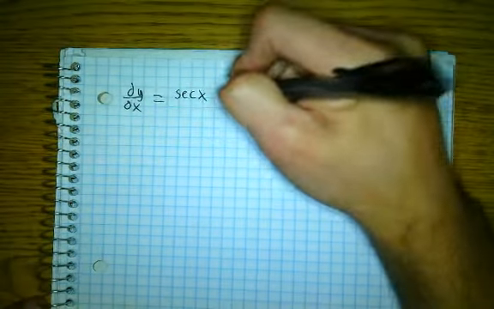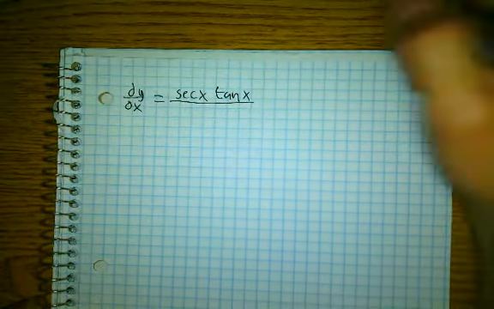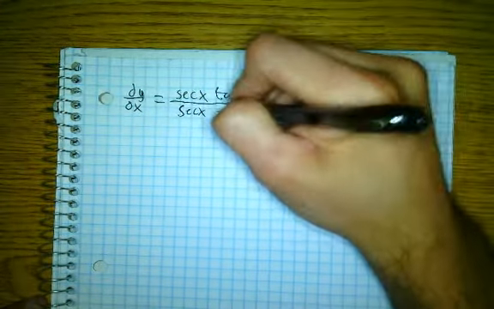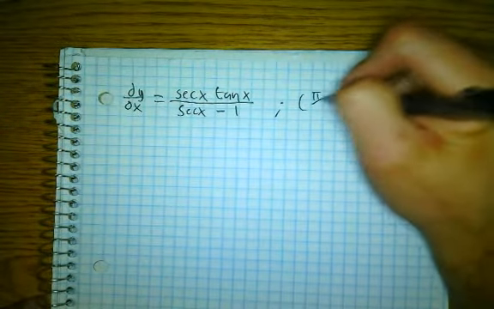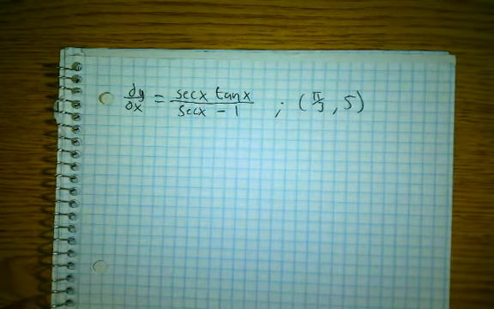secant of x tangent of x over secant x minus 1, such that it goes through the point pi over 3 comma 5.